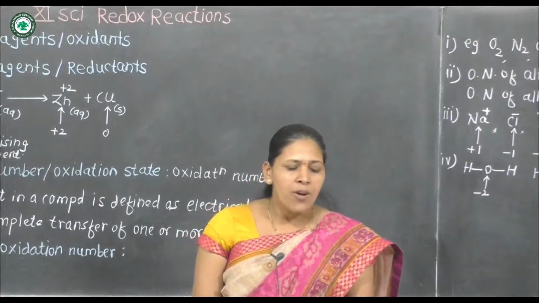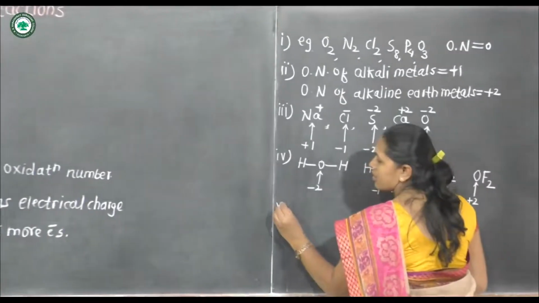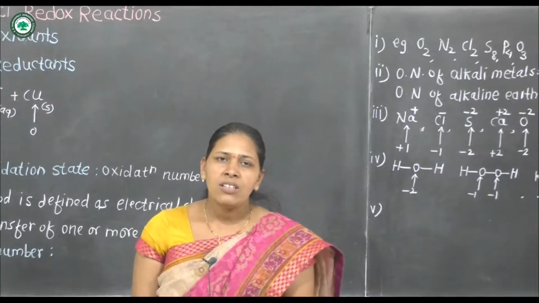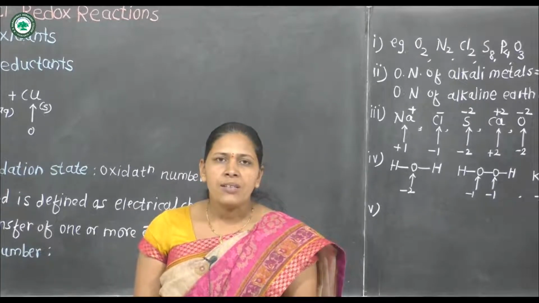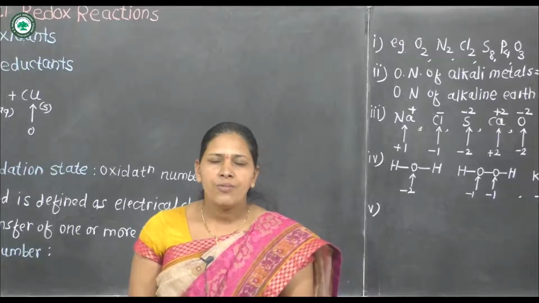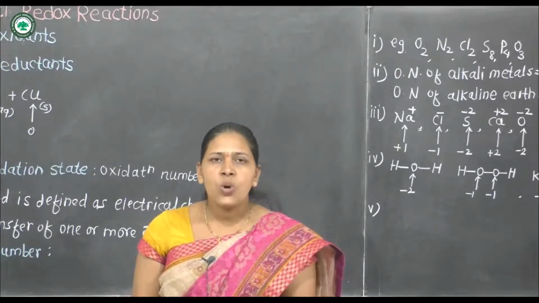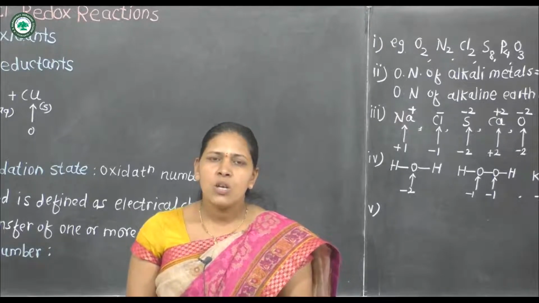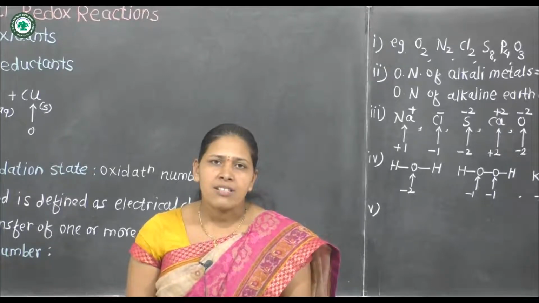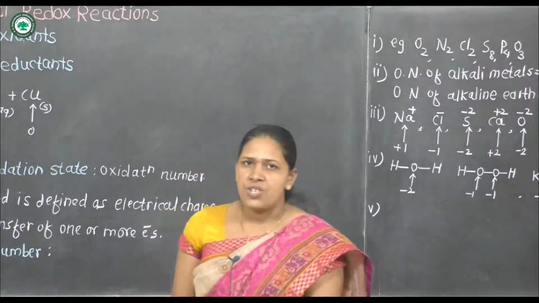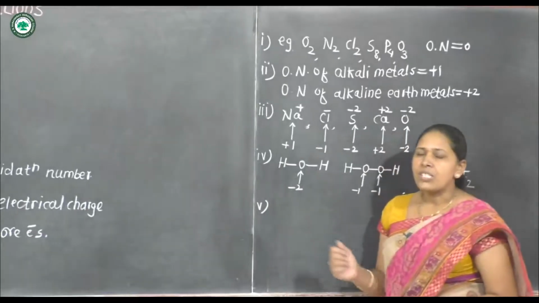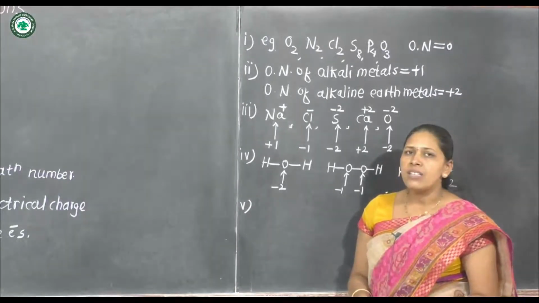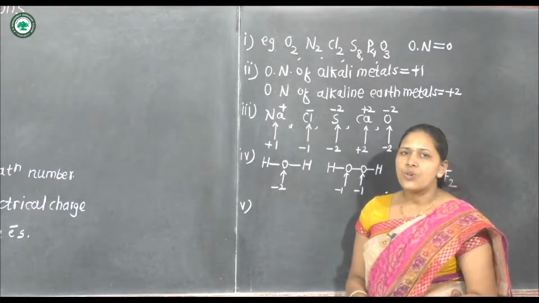Then the oxidation number of hydrogen. Fifth rule: the oxidation number of hydrogen is either +1 or -1 depending on whether it is attached to a metal or non-metal. When hydrogen is bonded to a non-metal, it shows +1 oxidation state, and if it is bonded to metals, which are group first and second elements, it exhibits -1 oxidation state. Fifth rule: if it is attached to a non-metal, it shows +1 oxidation state. If it is attached to a metal, it shows -1 oxidation state.